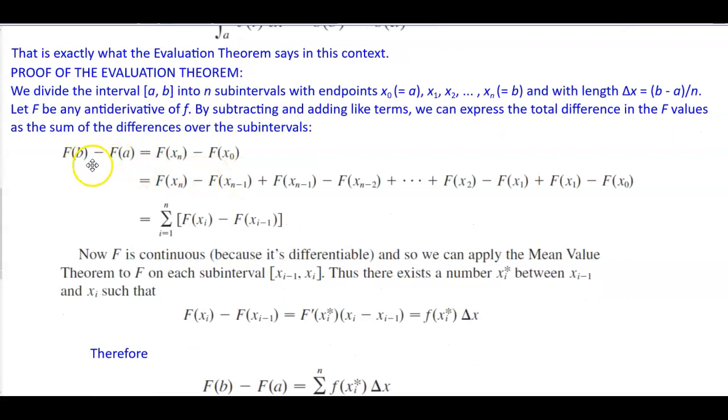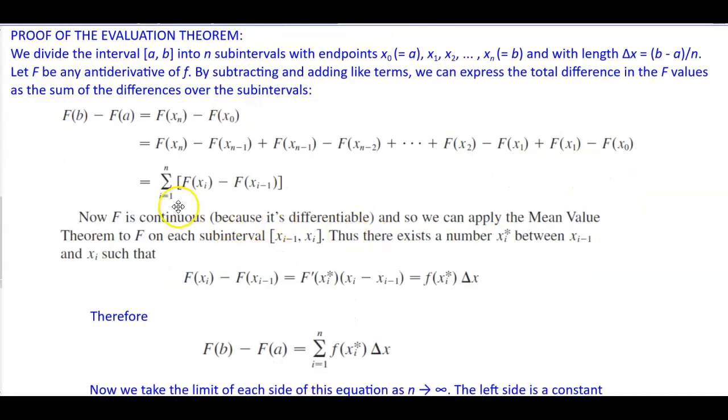So F of b minus F of a is equal to F of x_n minus F of x_0, the upper and lower limits, which is equal to F of x_n minus F of x_(n-1) plus F of x_(n-1) minus F of x_(n-2), and so on, all the way to F of x_2 minus F of x_1 plus F of x_1 minus F of x_0. And what this equals is the summation from i equals 1 to n of F of x_i minus F of x_(i-1).